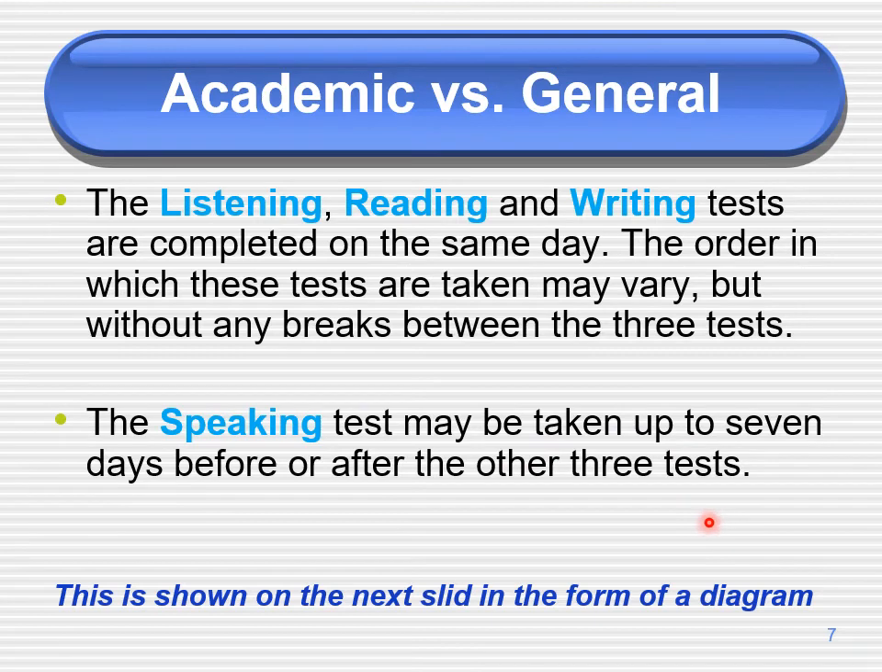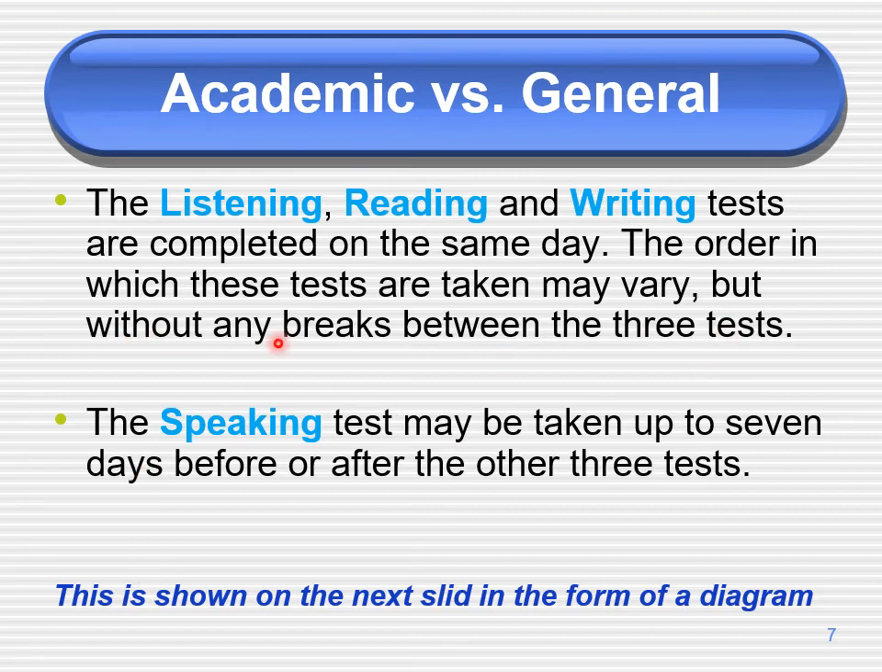So there are some differences between Academic and General Training IELTS. But before that, I would explain the structure of the test. This is for both Academic and General Training. The listening, reading, and writing tests are completed on the same day. The order in which these tests are taken may vary. For example, some centers do reading first, some writing first, and some listening first. It doesn't matter. The thing is that all 3 are taken on the same day.